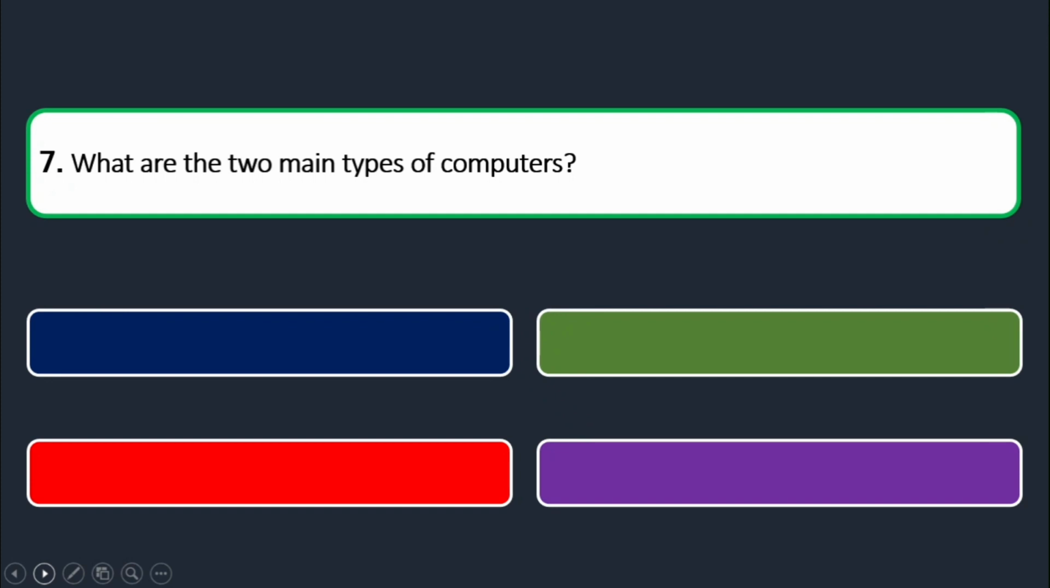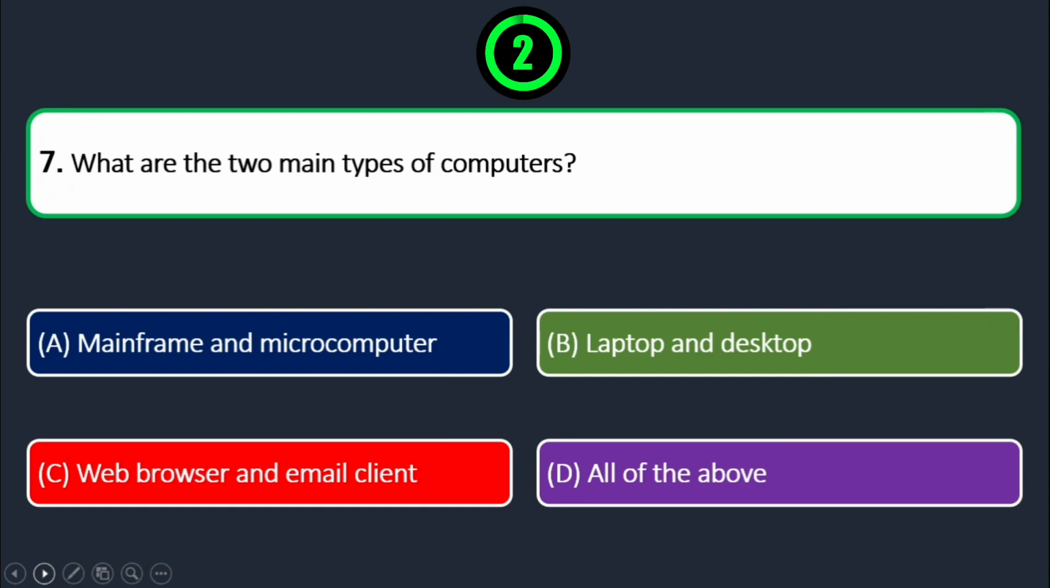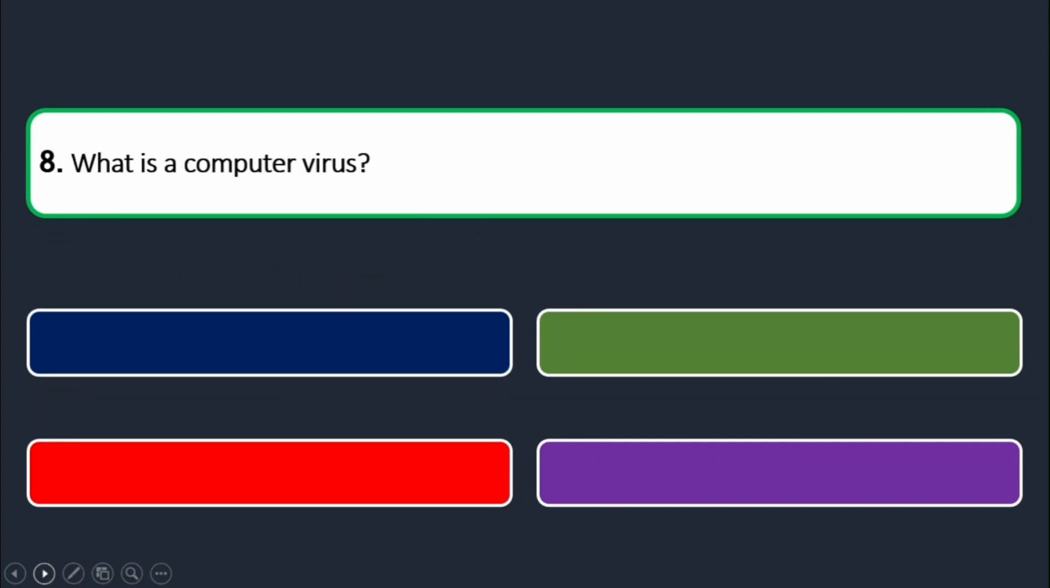Seventh question. What are the two main types of computers? Your options are A. Mainframe and microcomputer, B. Laptop and desktop, C. Web browser and email client, D. All of the above. The correct answer is A. Mainframe and microcomputer.